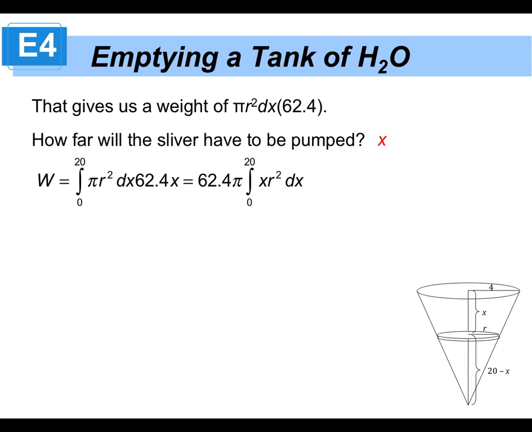So what happens here? This business, from pi over to the 4, is all the weight of that sliver. Right? Pi r squared is the area. dx is the thickness, so this is the volume. Times the density gives me the weight. The x is how far I move it. Where'd the 0 to 20 come from? Yeah. It's how many slivers of stuff I have to pump out of there.